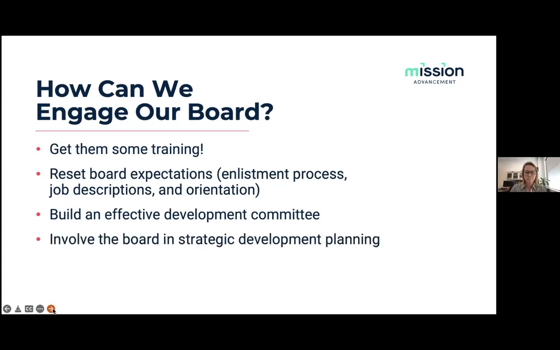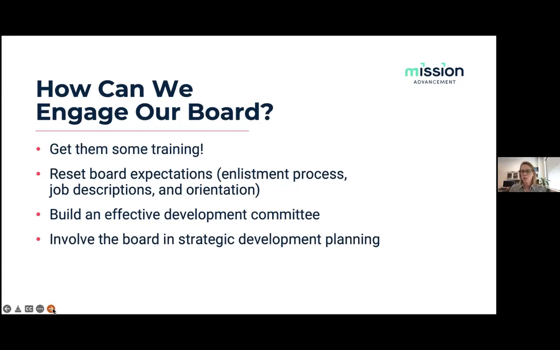It's a great use of a handful of board members to kind of do in a committee setting. And then involving the board in strategic development planning. We're not addressing that format today, but all the things we're talking about really do play into creating a strategic development plan. And engaging the board at some level in owning that strategy is a great way to engage them.